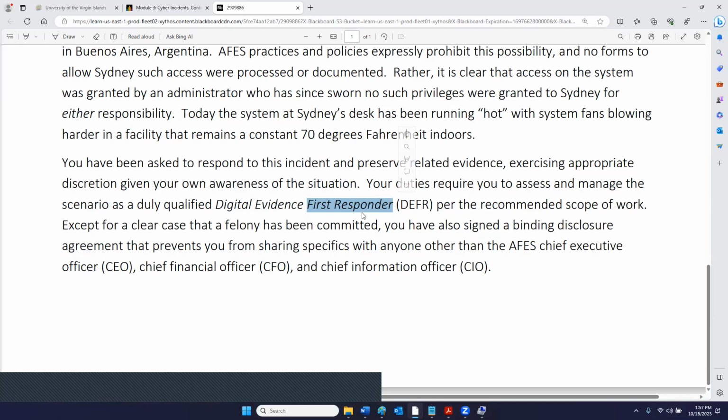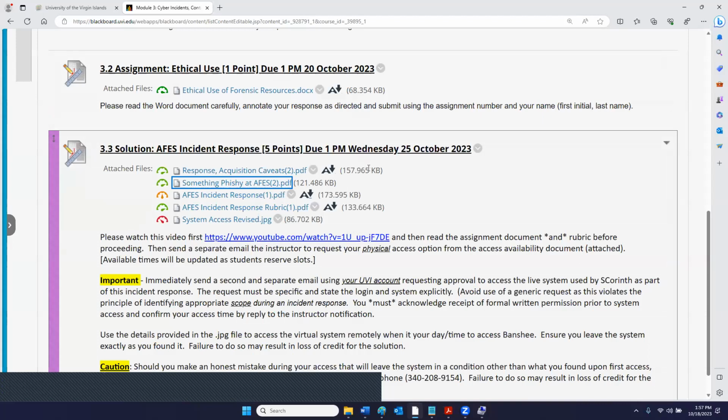And so what we're going to do on Friday is examine that in greater detail, and we're going to walk you through how you complete the steps of your incident response solution. So you're going to put yourself in the shoes of an incident responder on behalf of the nonprofit organization known as APHIS. And that's what we'll cover on Friday.